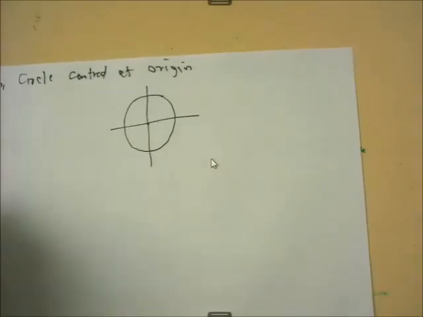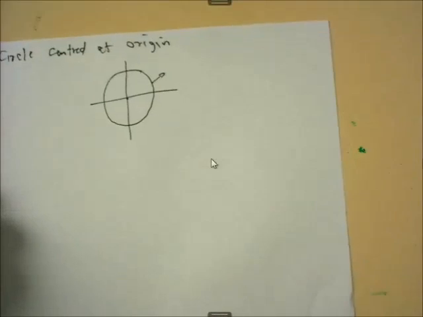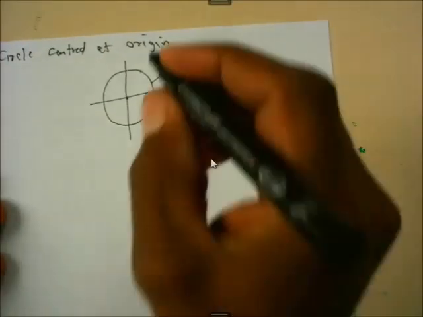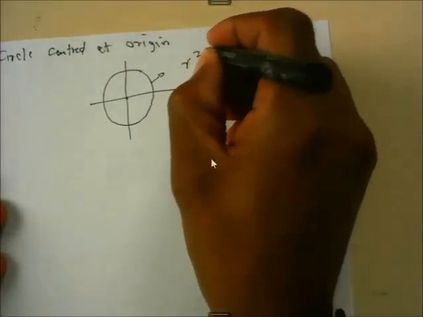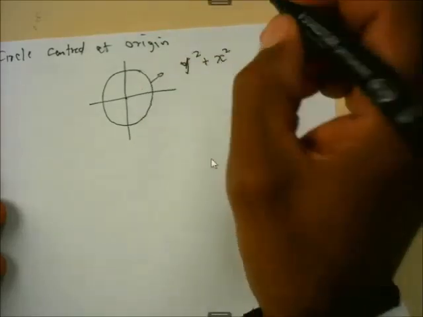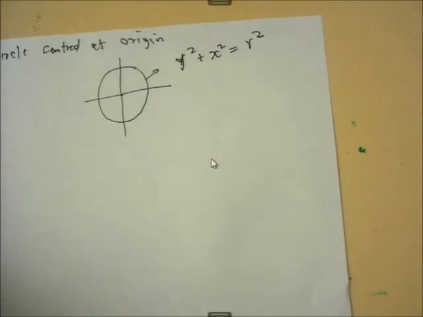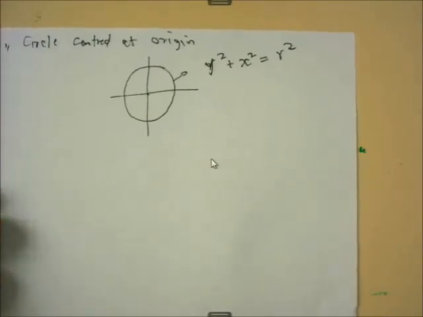What is important here? We must remember, what is the equation of the circle that is centered at origin? It is x squared plus y squared is equals to r squared. That is the equation of a circle centered at origin.